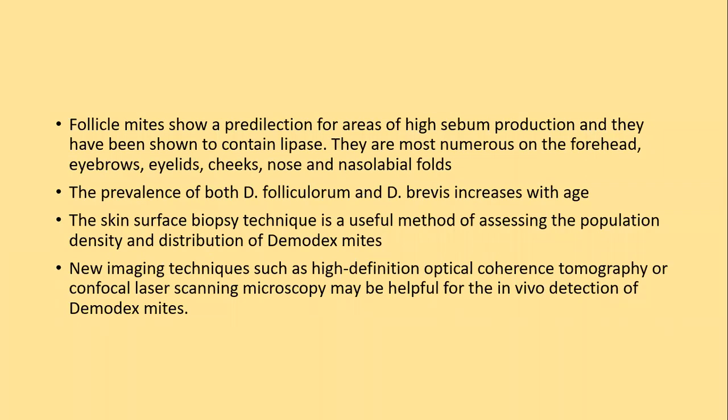So the follicle mites show a predilection for areas of high sebum production, and they have been shown to contain lipases. They are most numerous on the forehead, eyebrows, eyelids, cheek, nose, and nasolabial fold. So here there is an interesting comparison. The mite of scabies avoids those areas which are rich in sebaceous glands, and this follicular mite is predisposed to the areas where there is high sebum production. The prevalence of both Demodex folliculorum and Demodex brevis increases with age.